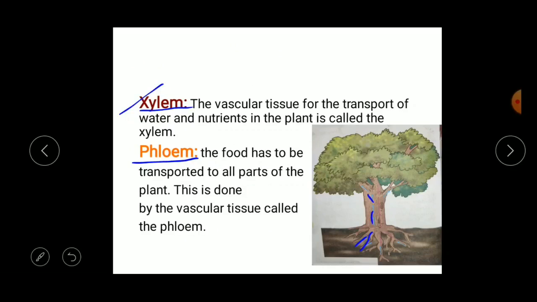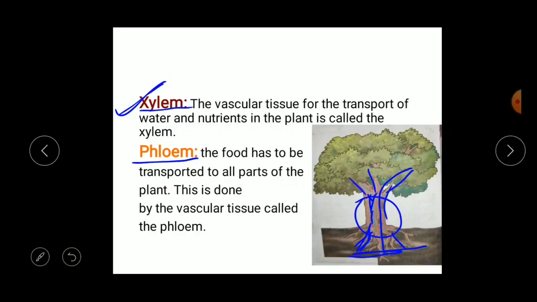Yes, so these are the xylems, because once the root absorbs the water and minerals from the soil, that water and minerals will be transported through the vascular tissue named xylem. So these are the xylem here. Okay, understood, children? The xylem forms a continuous network that connects the roots and the leaves through the stem and the branches. Okay, so this is a xylem.